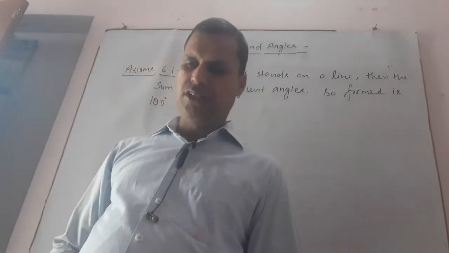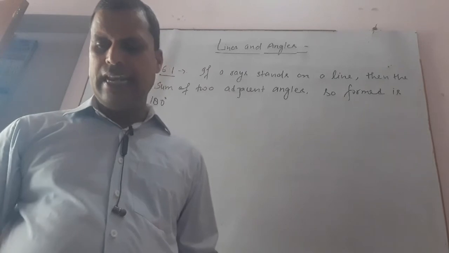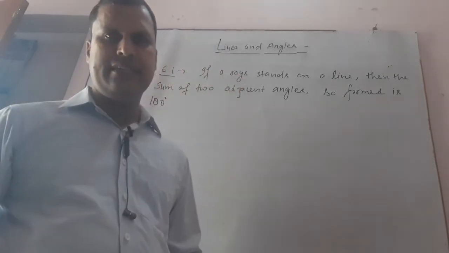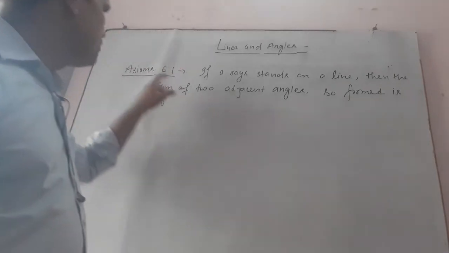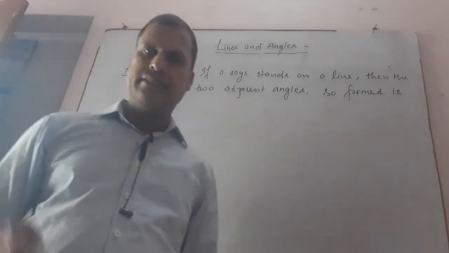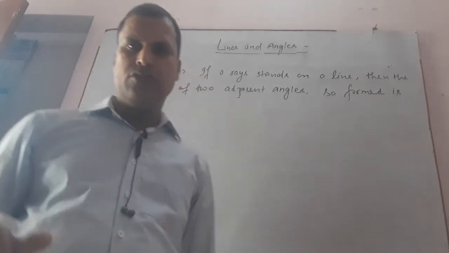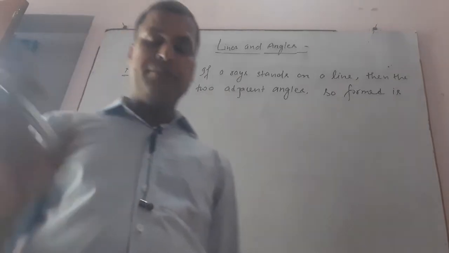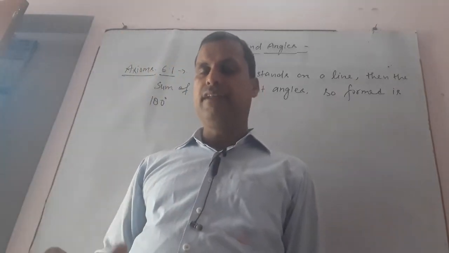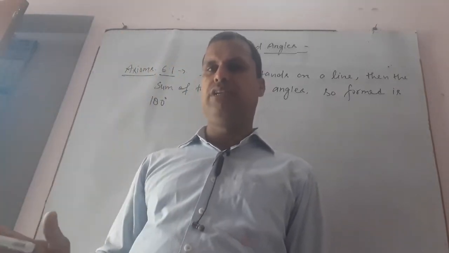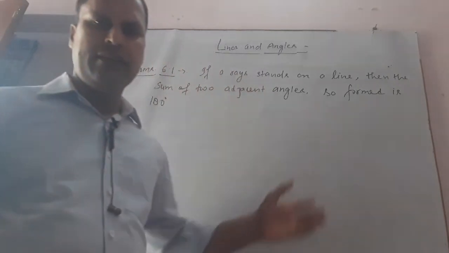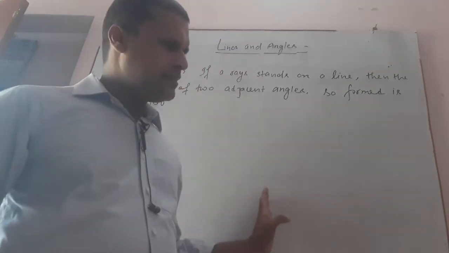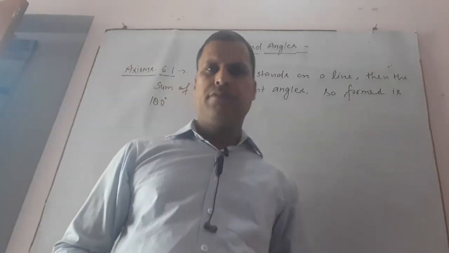Today I will discuss the axioms related to lines and angles. There are two axioms in this exercise. The first one is axiom 6.1. It is given in your NCERT book. In the previous chapter you already learned about axioms and postulates. Actually, axioms do not need to be proved. They are geometrical truths.